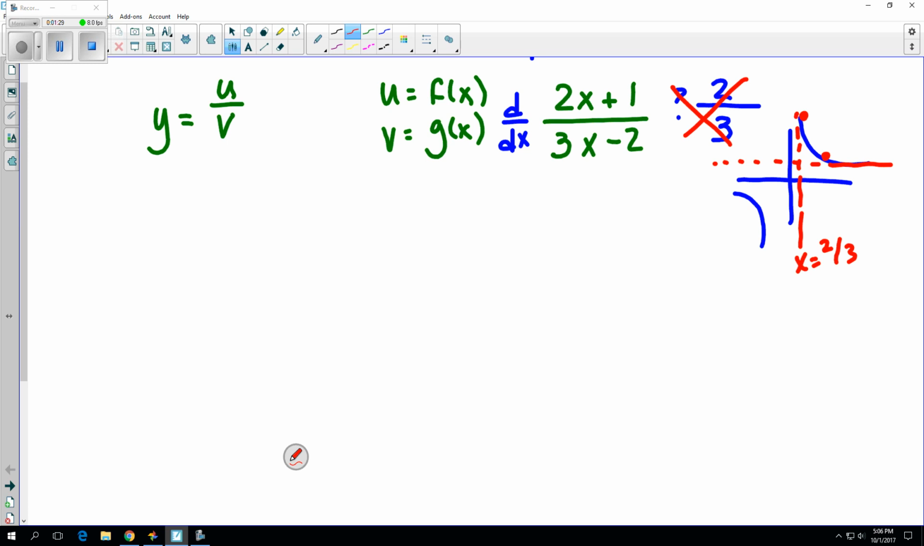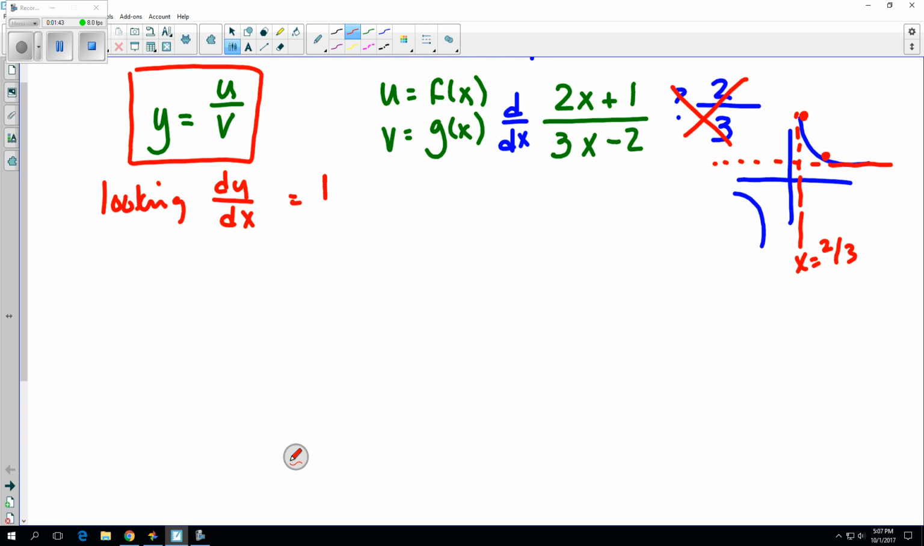So recall again, the quotient is just a division problem where u and v are functions of x. I'm looking for dy/dx, which is also the limit as the change in x goes to 0 of the change in y over the change in x. So it's that average rate of change. As the 2 points come together, it's the instantaneous rate of change. So that's kind of the format I need it in.